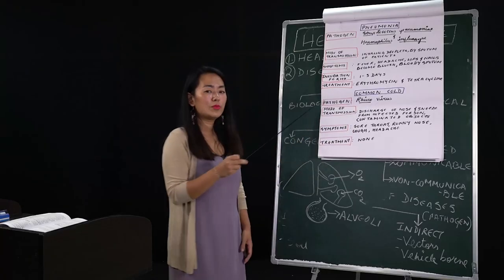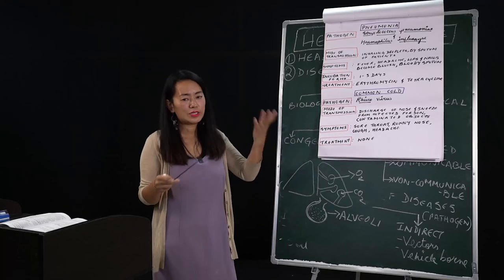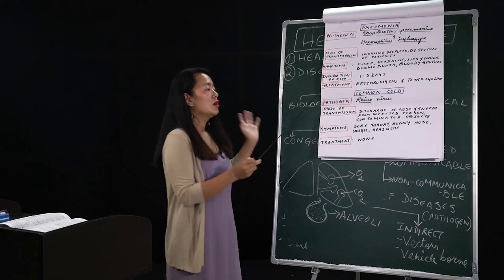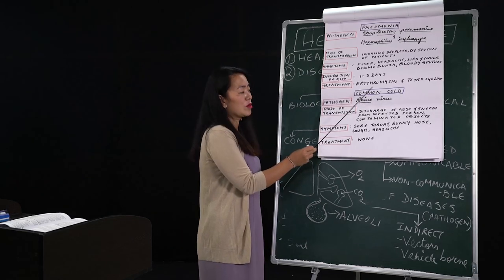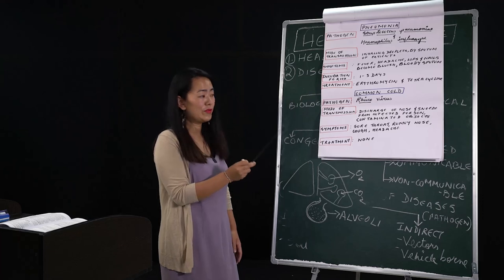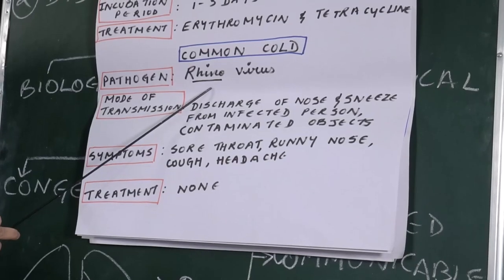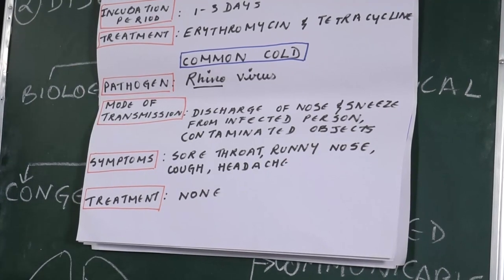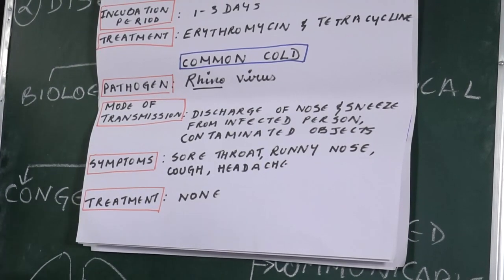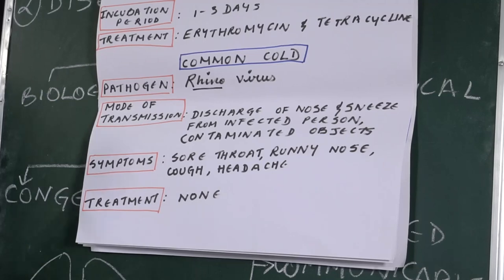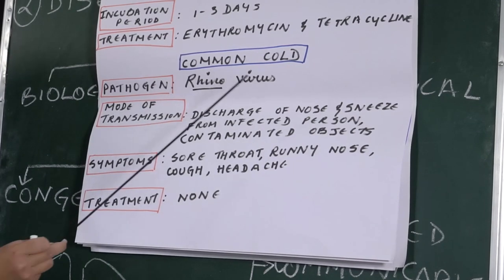So now when you talk about pneumonia, you think it will be similar to a cold, right? But common cold is different. Common cold is caused by a virus called rhinovirus. Remember that, R-H-I-N-O. There are different types of viruses, okay? Which cause flu, influenza, cold, so they are all of different types. So in this case, the common cold is caused by the pathogen called rhinovirus.